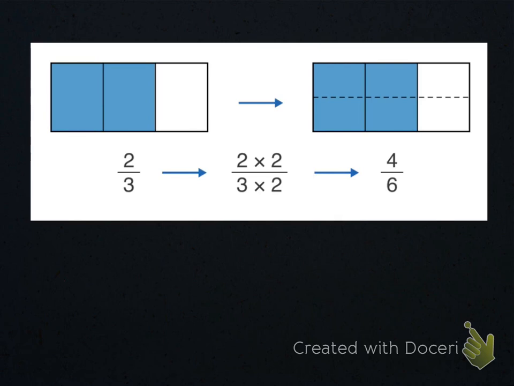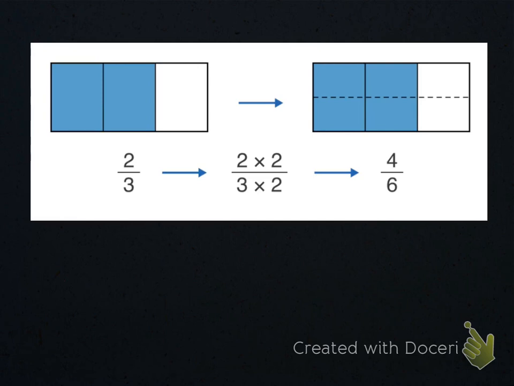By putting the line in the middle of the shape, we've doubled the parts of the shape, not the area. We've doubled the parts in the shape, and we did that by multiplying. Just remember, whenever you work with a fraction, whatever you do to the top number or the numerator, you also have to do to the bottom number or the denominator.